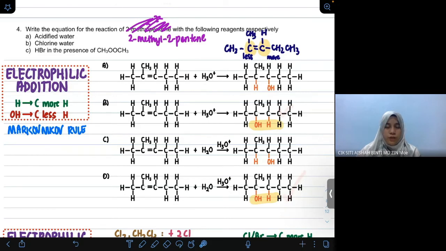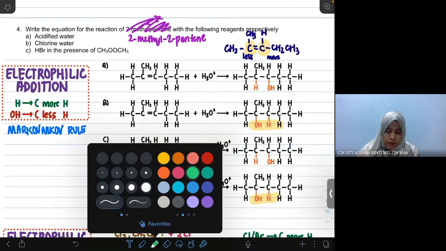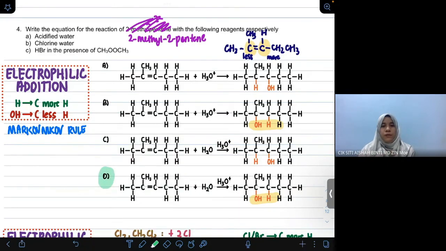Okay. So for the case of acidified water, if you look back on your notes, it's actually the acid that acts as your catalyst. That is why we write H3O+ here. So H2O is actually our reagent. That is why the answer is D, because the correct equation has H2O with H3O+. So that is the reaction for acidified water.